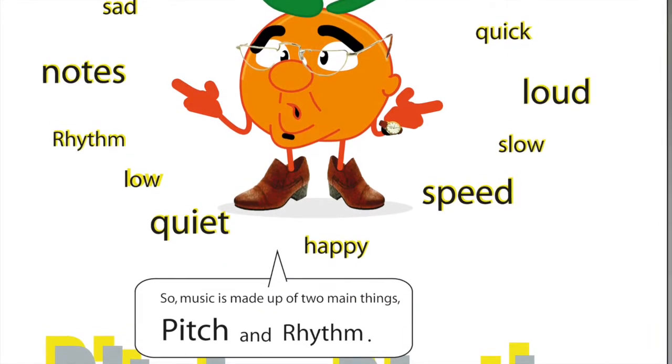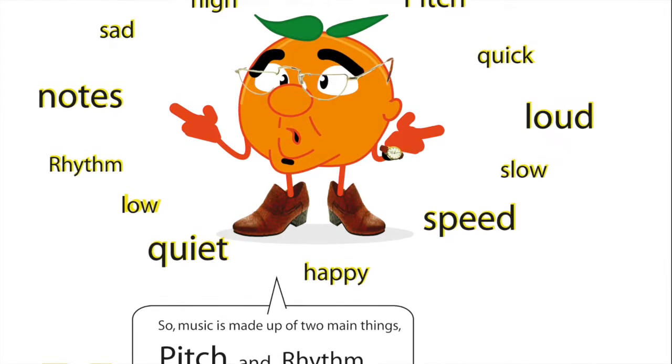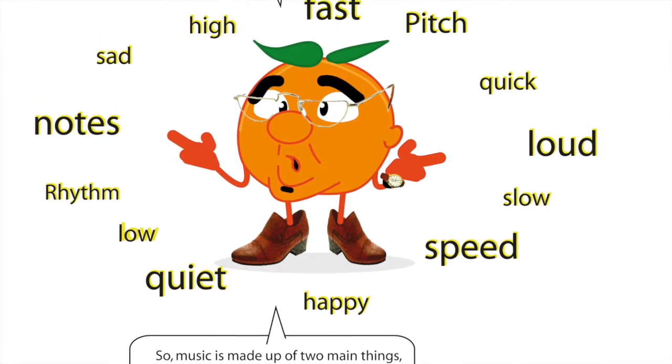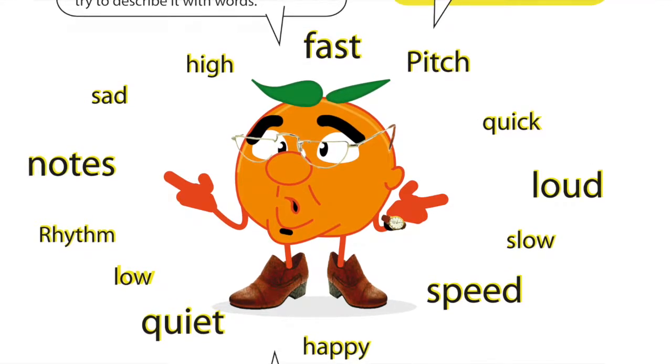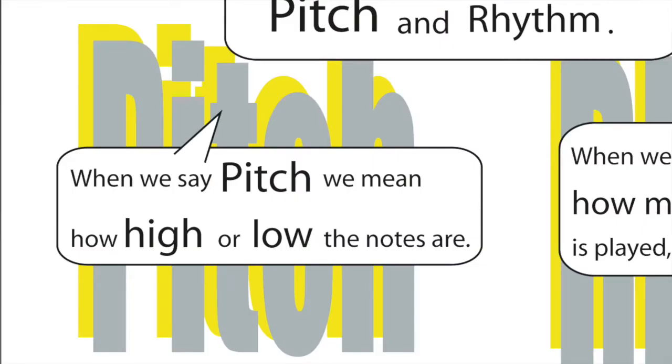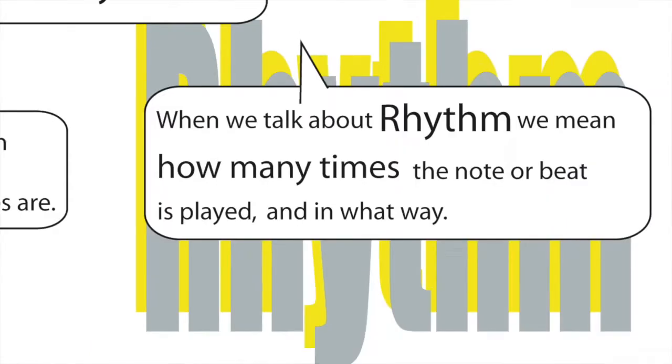So music is made up of two main things, pitch and rhythm. Can you find them on the page above? When we say pitch, we mean how high or low the notes are. When we talk about rhythm, we mean how many times the note or beat is played and in what way.